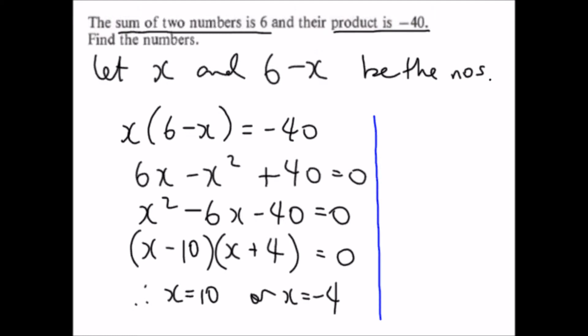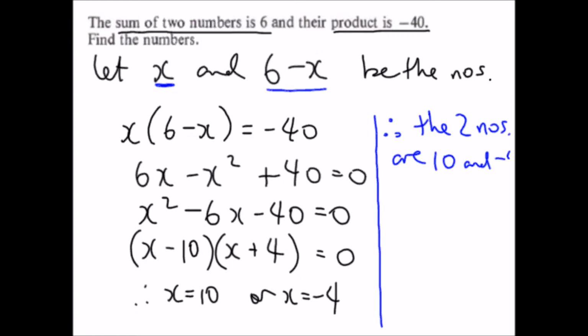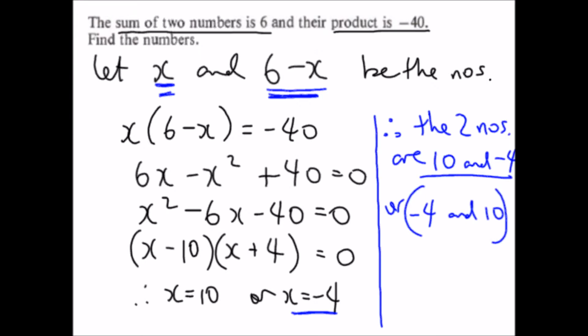So we need to write in words what the answer is. So the two numbers are going to be, when x was one of the numbers, we've got 10, and if we have 6 take away 10, we get negative 4. Or if we use the other solution, negative 4 in place of x, then if we place negative 4 in here, we'll get positive 10 again. So we in fact get the same two solutions that we had the first time.